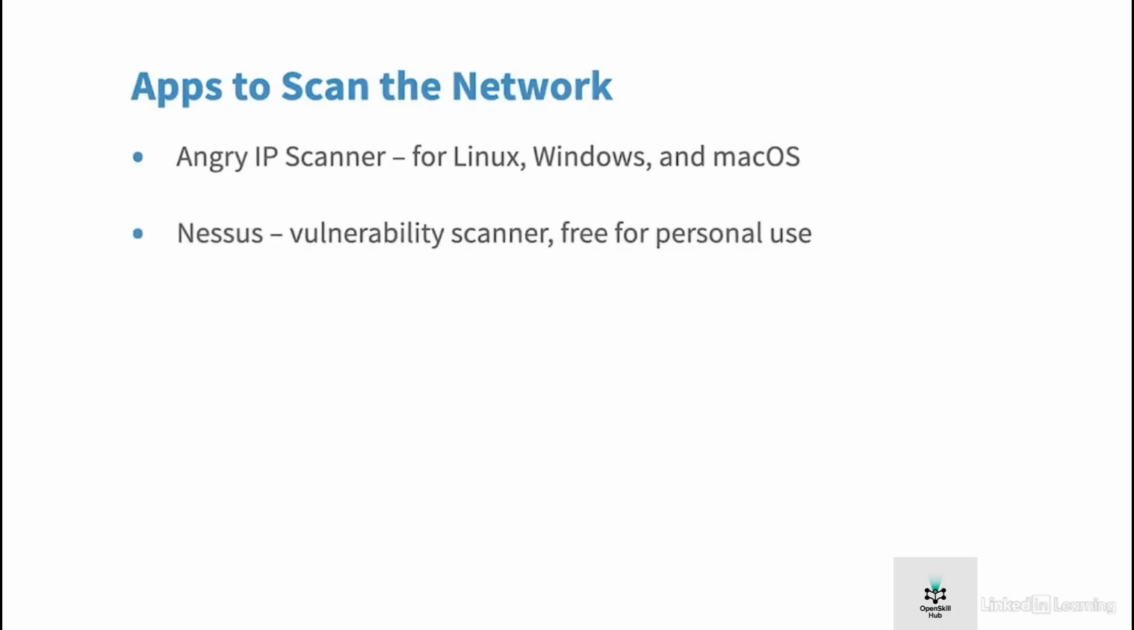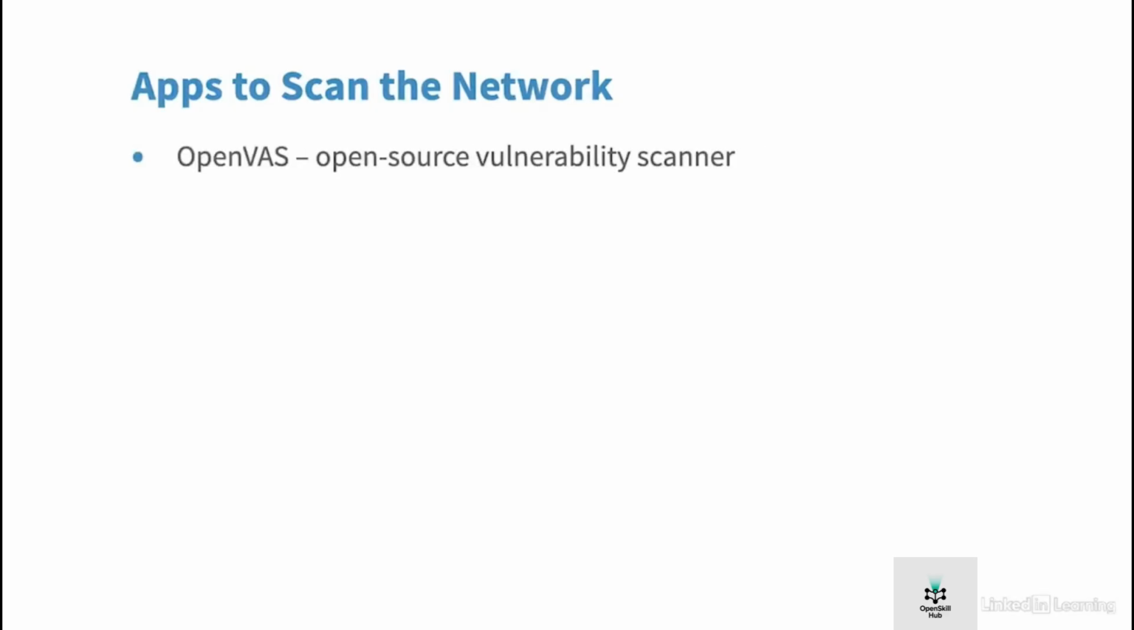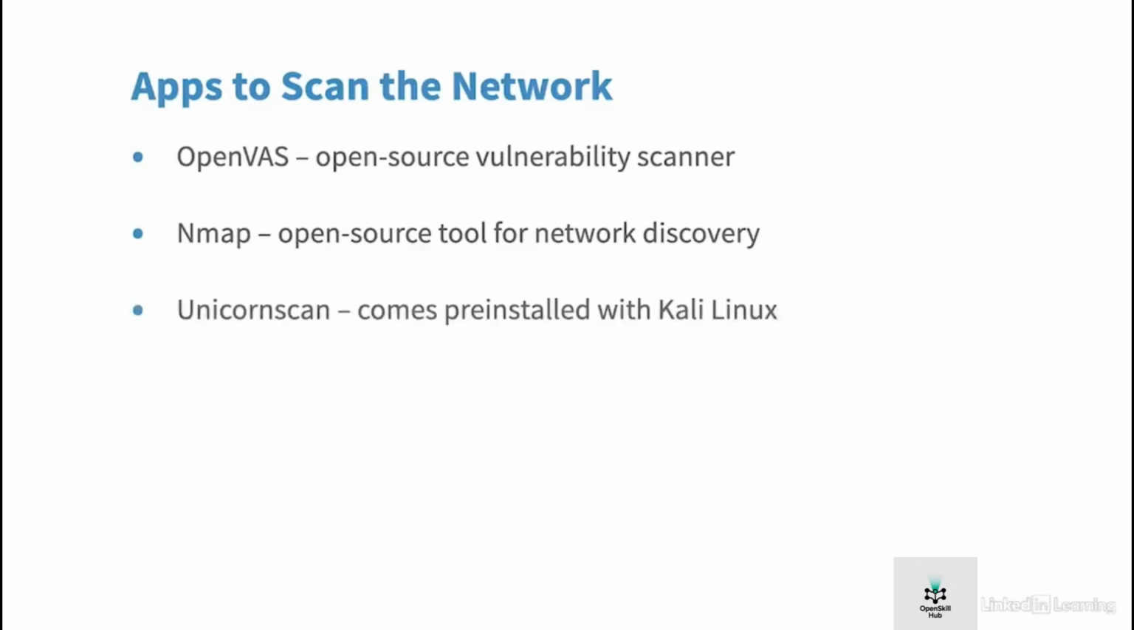Nessus is a widely used vulnerability scanner that's commercially available but free for personal use. AirCrackNG is a suite of tools for wireless LAN auditing. OpenVAS is an open-source vulnerability scanner, and Nmap is another open-source tool for network discovery and vulnerability scanning. Unicorn Scan comes pre-installed with Kali Linux and is a fast, efficient scanner.